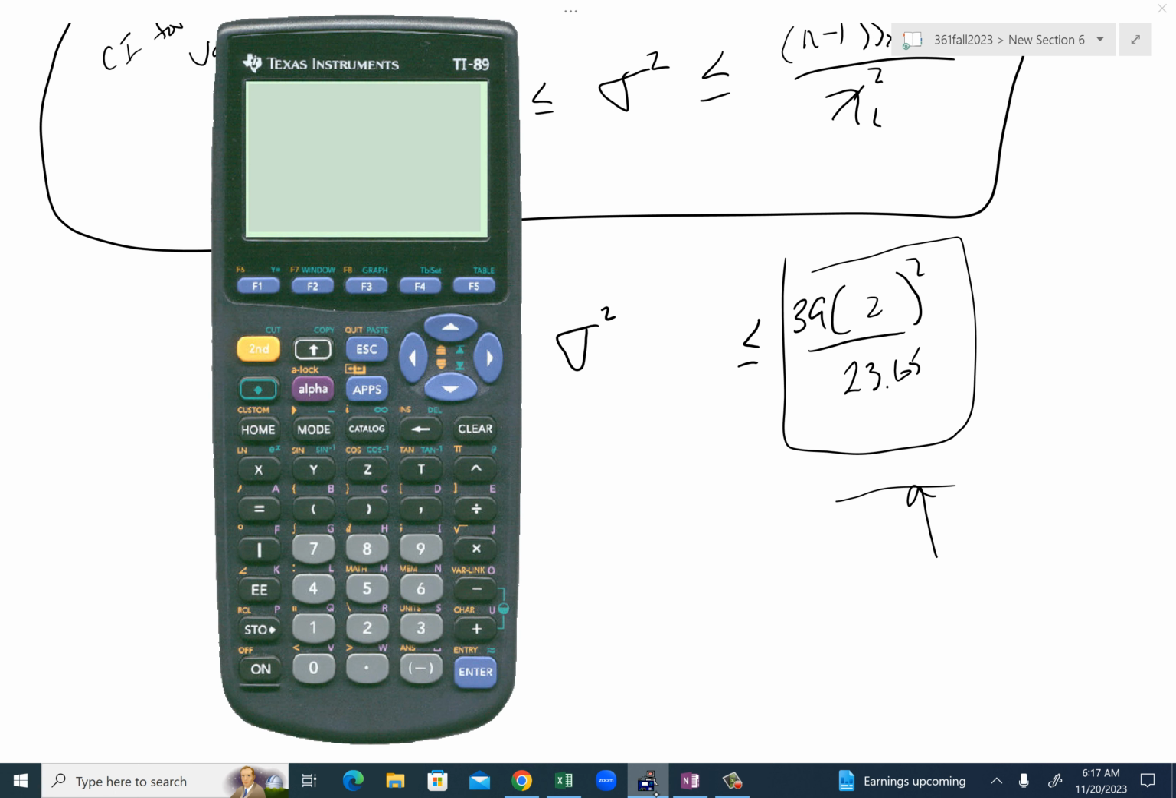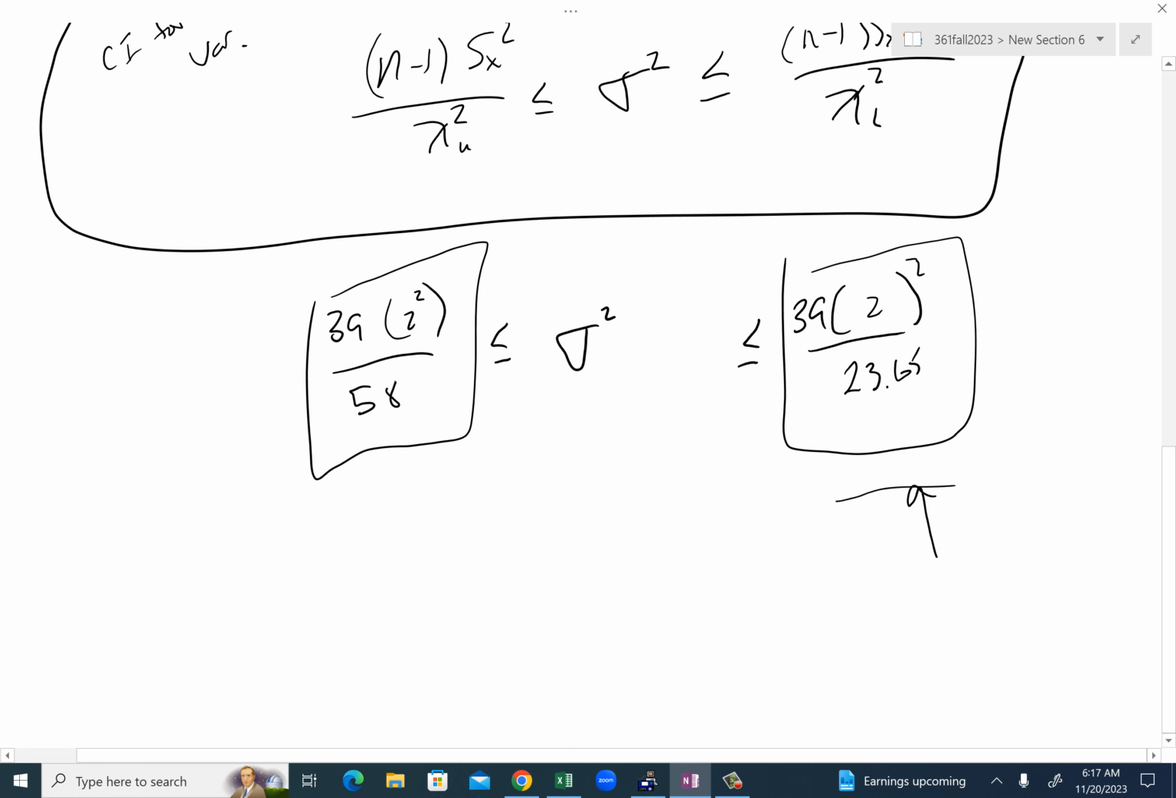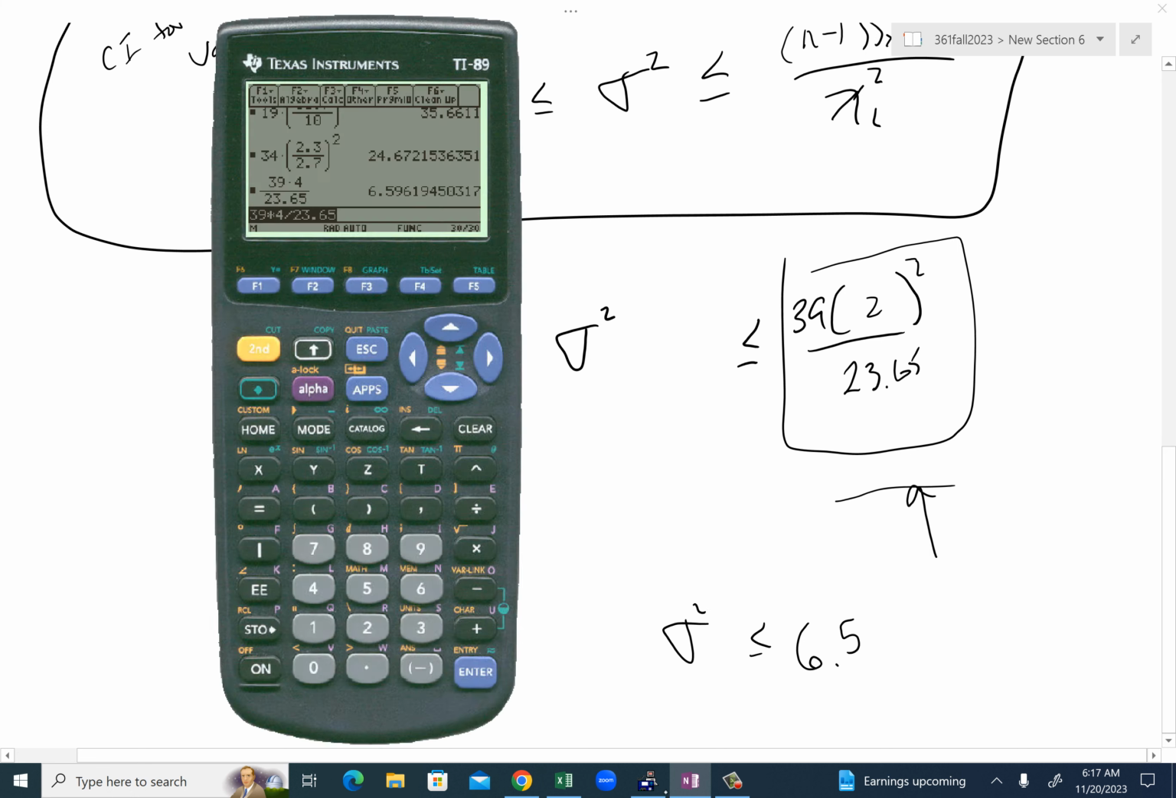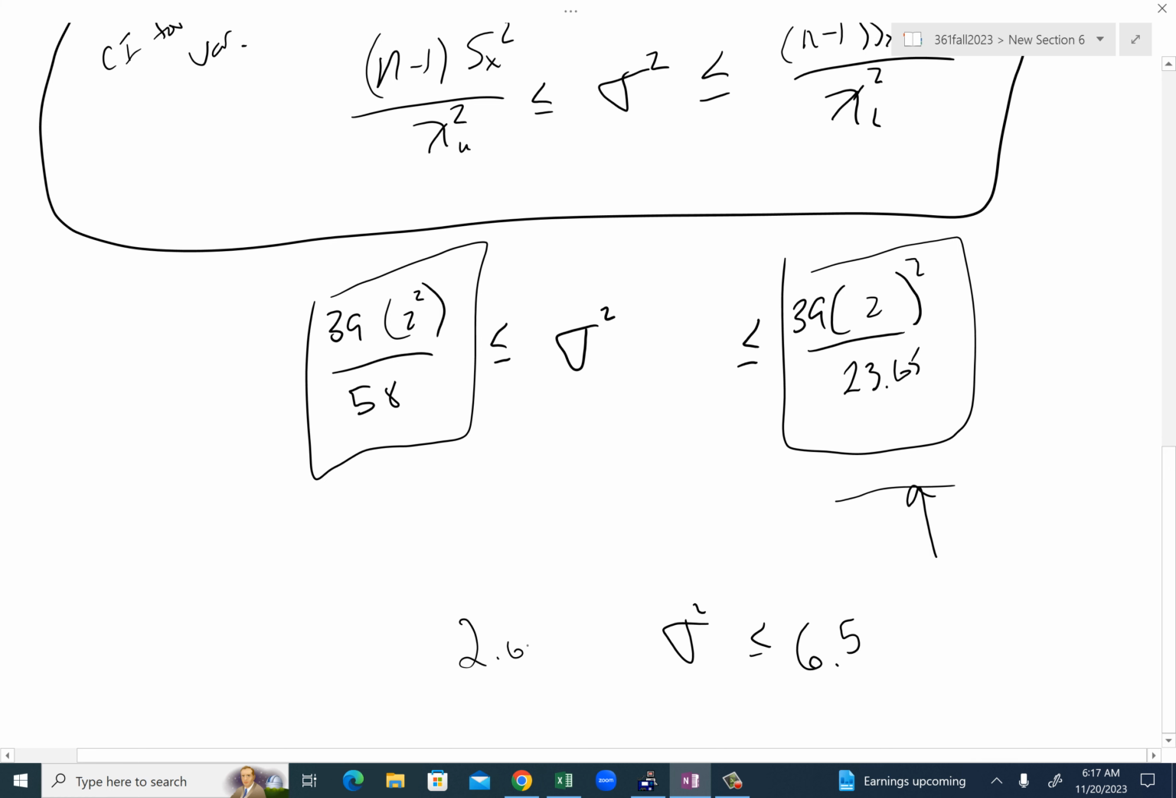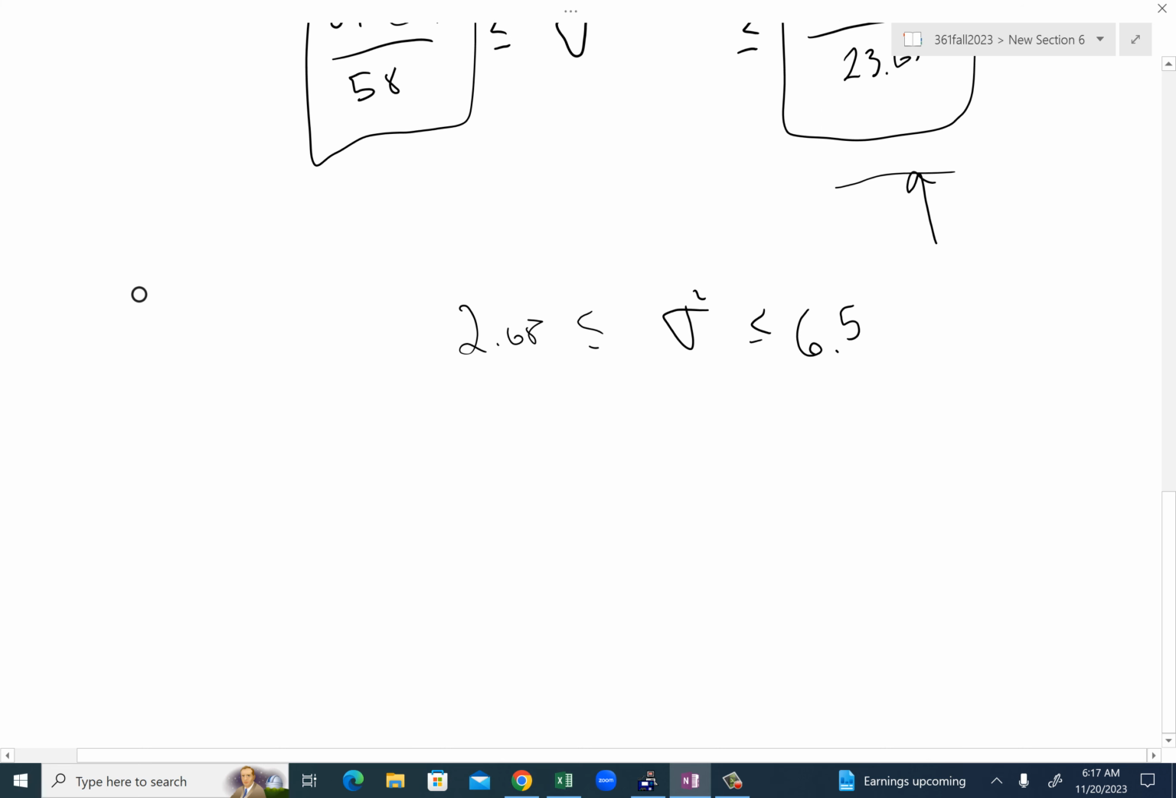Here we go. So 39 times 4 divided by 23.65 is 6.5. So 6.5 on this end. And on the other end, it's going to be 2.68. Yay! There's the confidence interval for your variance.